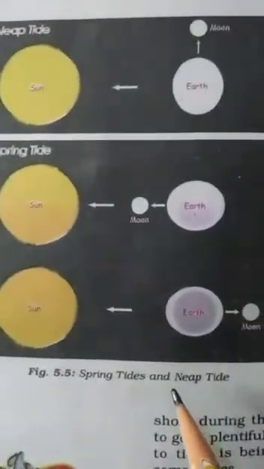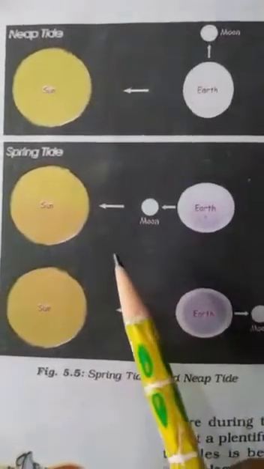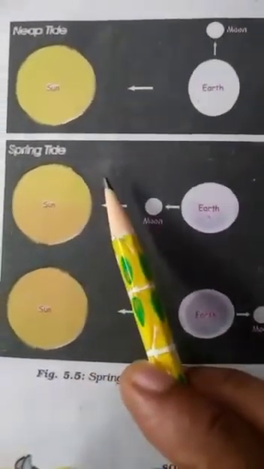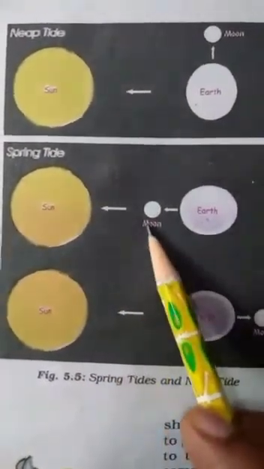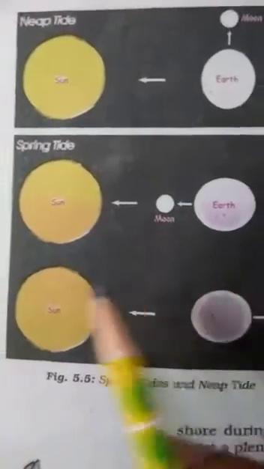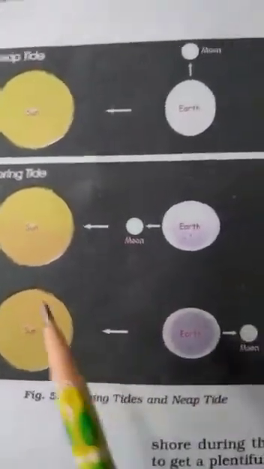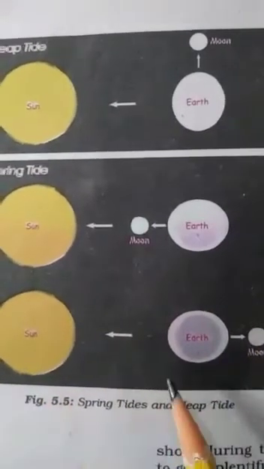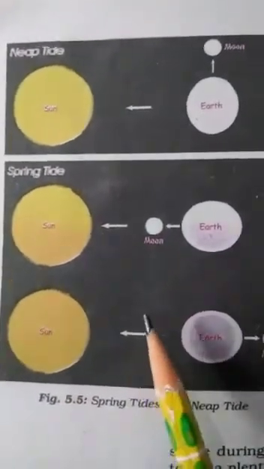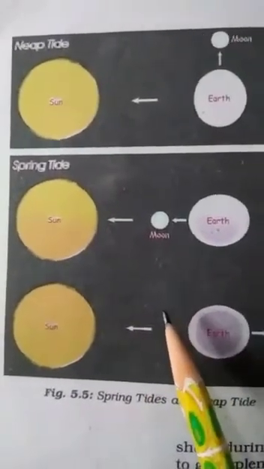Now let us understand with this figure spring tide and neap tide. Let's first discuss the spring tide. During the full moon and the new moon, the sun, moon and earth come in the same line. This is also called Purnima and Amavasya. They come in the same line and tides are highest at this time. That's why it's called spring tide or high tide.